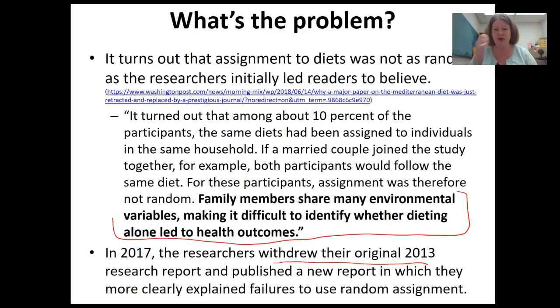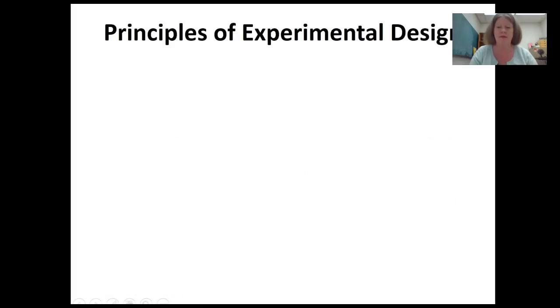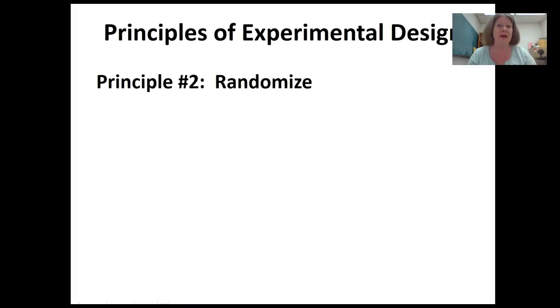Okay, so let's move along now to our second principle of experimental design. That's randomized. So we've already sort of talked about that. And I kind of feel like these principles, they're not necessarily mutually exclusive. Some of them are overlapping in certain ways. So one way that we can control is through the process of randomizing.